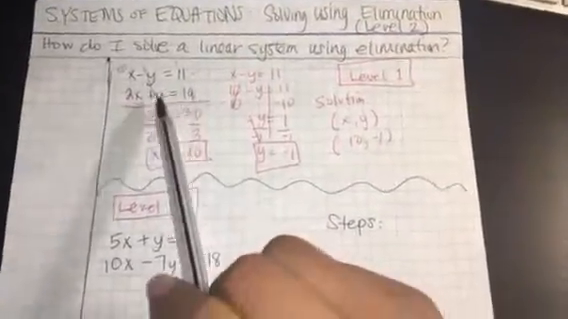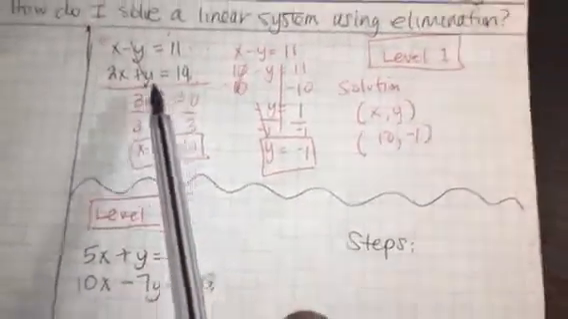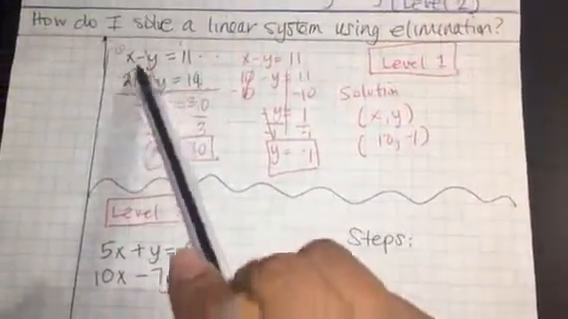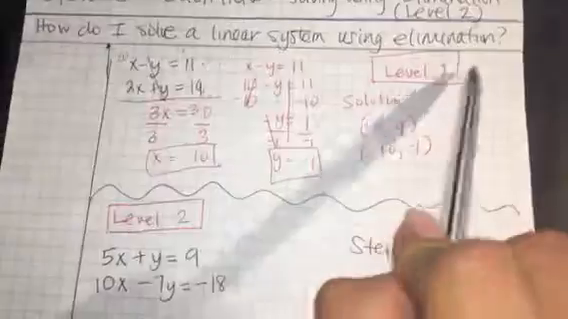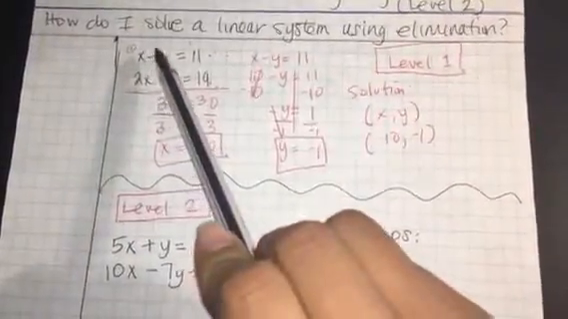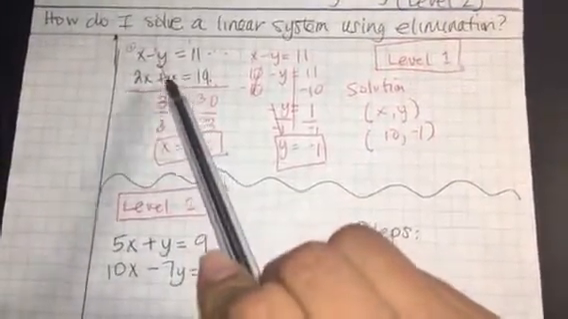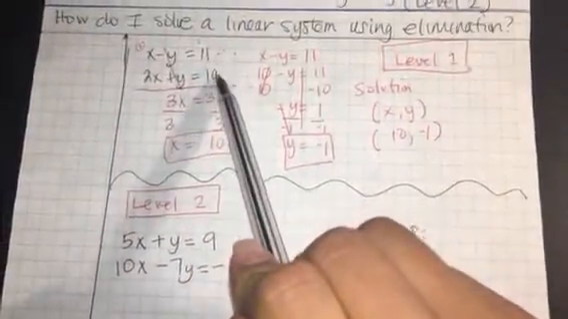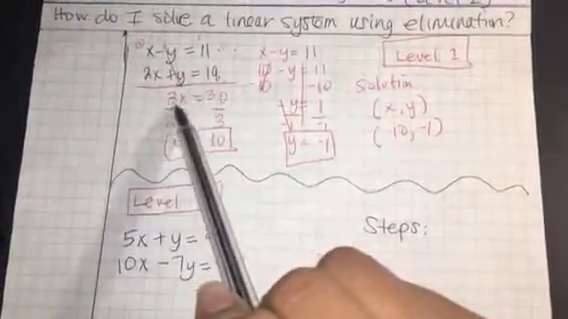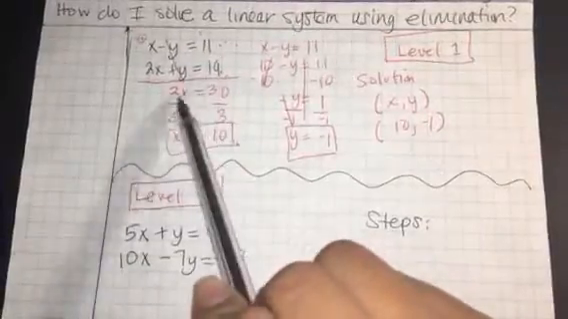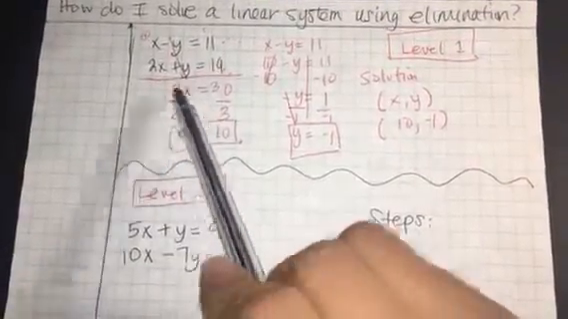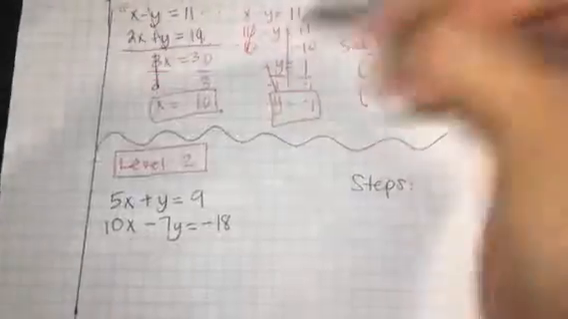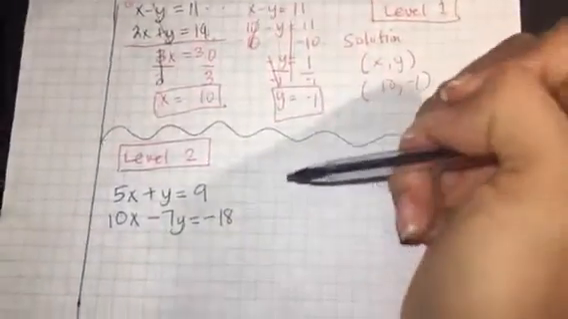So we have x minus y is equal to 11 and 2x plus y is equal to 19. Remember, these cancel out, which is what we want. That's what's called elimination, because we are eliminating a variable. That's gone. x plus 2x is 3x. 11 plus 19 is 30. When you're here, you divide by 3 on both sides to get x by itself. So here, you know that you're going to be left with x equals 10.